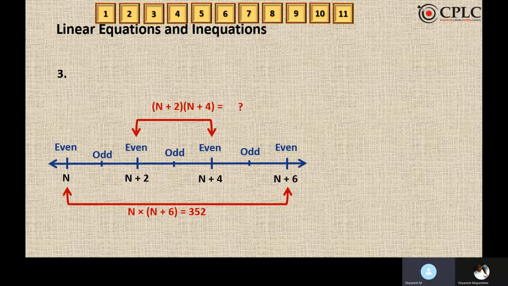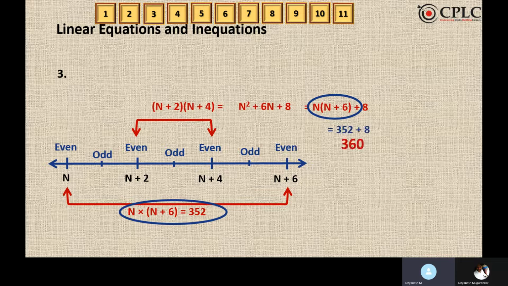And then they were asking what is the product of the second and the third term. So the second and the third term are n plus 2 and n plus 4. When you actually multiply them, what you will end up getting is n square plus 6n plus 8. And n square plus 6n is what you have already figured out from the first part of the solution, which is 352. So just substitute that. So the final answer is 352 plus 8, which is 360.